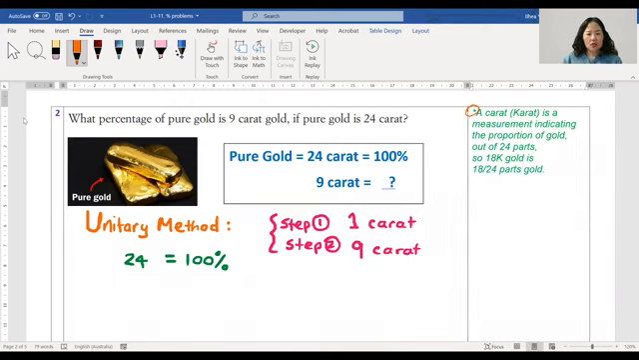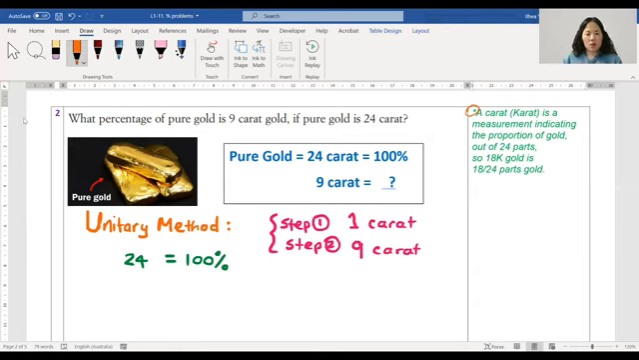Okay, so let's have a look. We need to use the unitary method. What is a unitary method? The unitary method is to find the 1 unit of something first, and then you times by the unit that you want. It doesn't have to be 100% all the time. In this case, it's not even 100% here because we already got the 100%. That's the 24 carat. This time, the first step is we have to find the 1 carat first, and then we have to find the 9 carat.